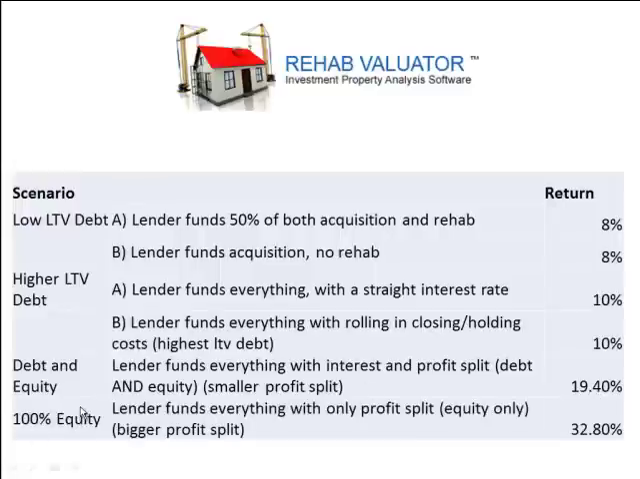And then finally we went to basically a JV partnership, where a lender is just a 50-50 partner with you. They put up the money, you do the deal, and they get a bigger profit split, where the lender, or your partner really, ended up earning a 32.8% return on their money. So just a quick recap for you.